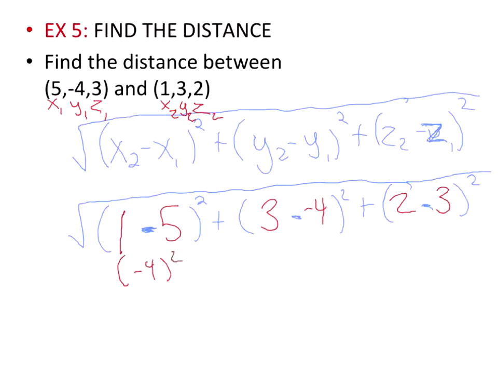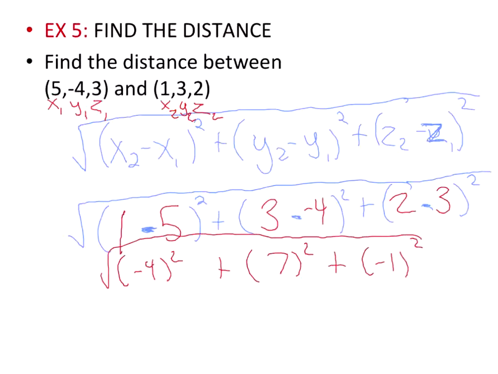1 minus 5 is -4. 3 plus 4 is going to be 7. And 2 minus 3 is -1. We're just taking it one step at a time. -4 squared is 16. 7 squared, 49. And -1 squared is the same as -1 times -1, so we're going to get +1. Add all that together, and we get 50 plus 16, so 66.